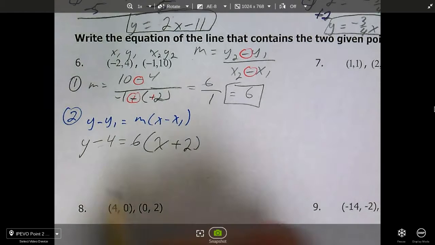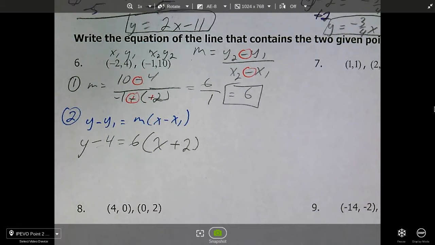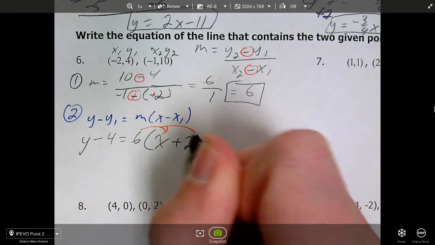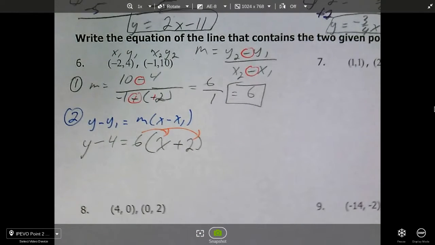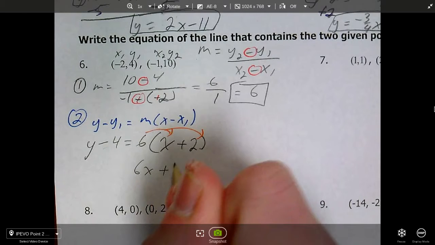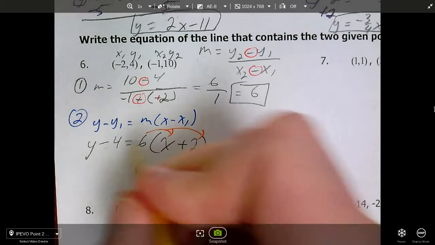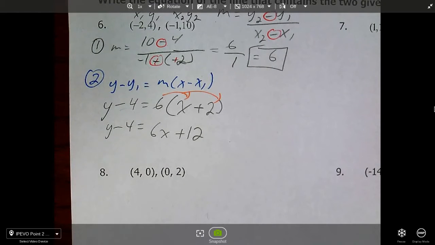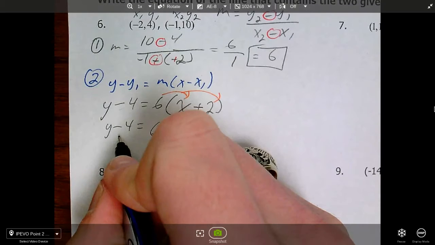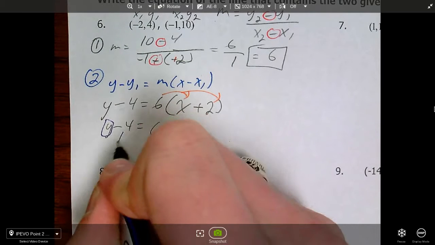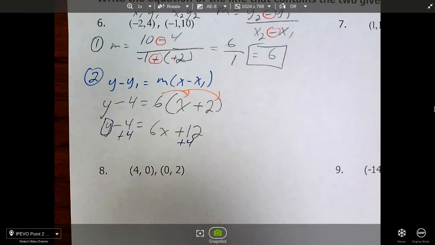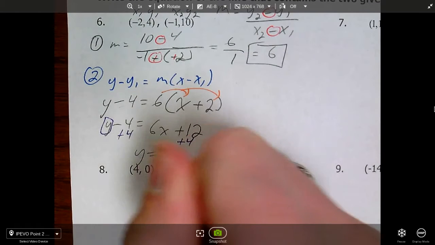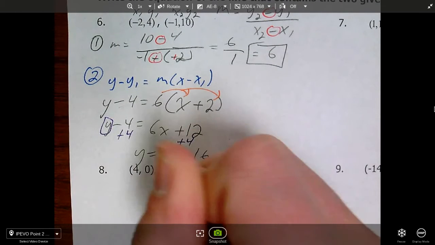They really go together. All right, so we need to distribute these 6. So we get 6 times 2, which is 12. So we get 6x plus 12. And we have y minus 4 equals. Okay, we need y by itself. So we need to add, in the opposite, add 4 to both sides. So we get y equals 6x plus 16.